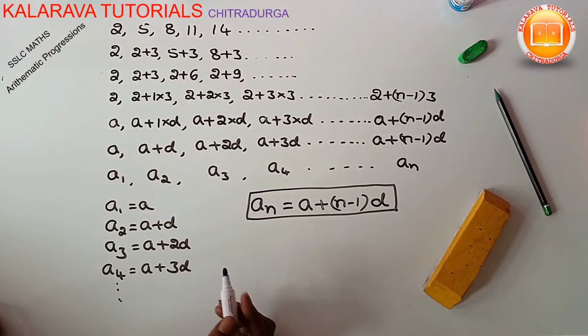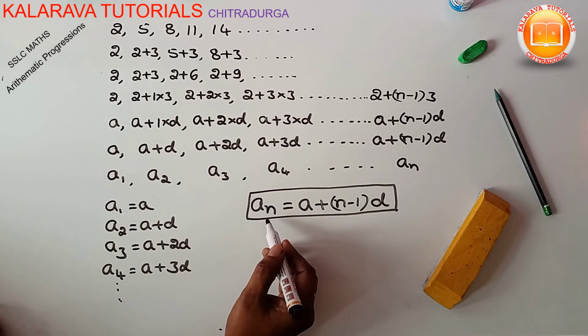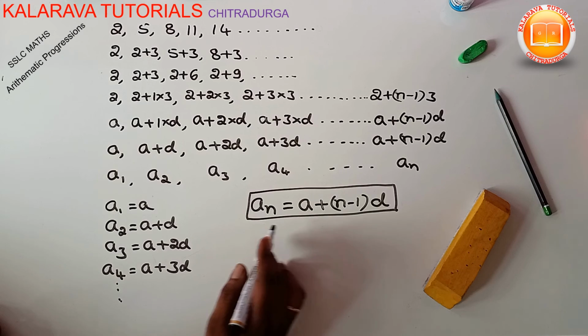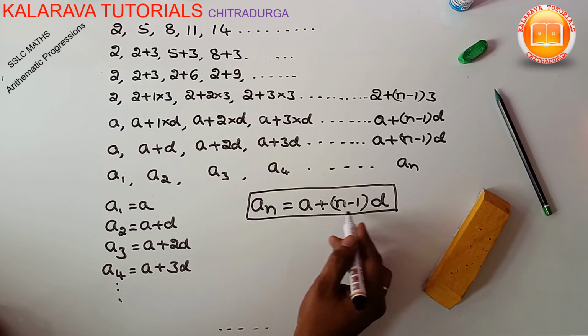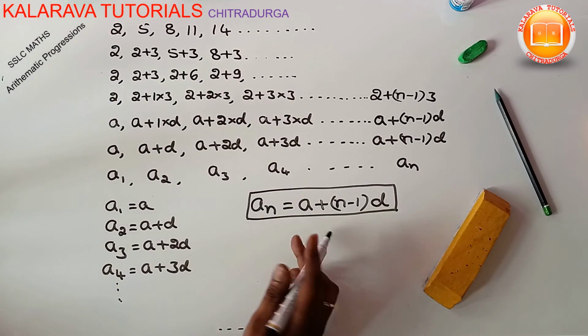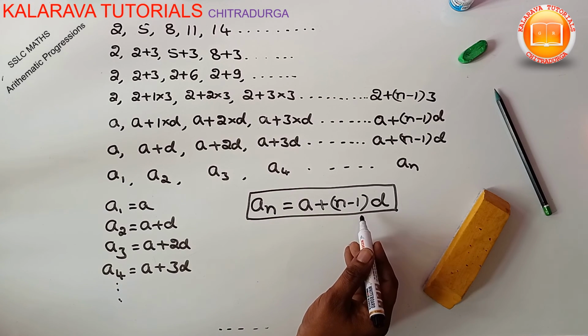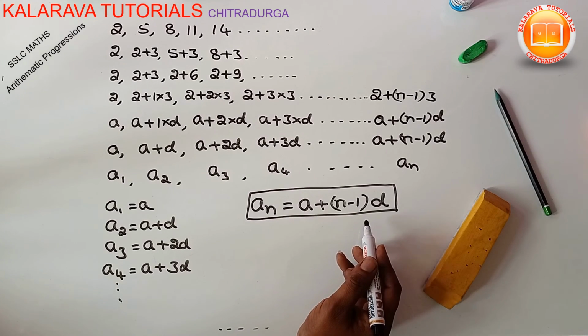In an arithmetic progression we can find any nth term by using the formula an is equal to a plus n minus 1 into d. In the next video we will discuss how to solve problems using this formula, an is equal to a plus n minus 1 into d.